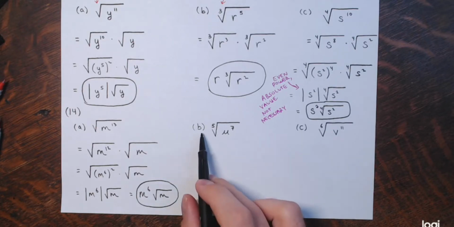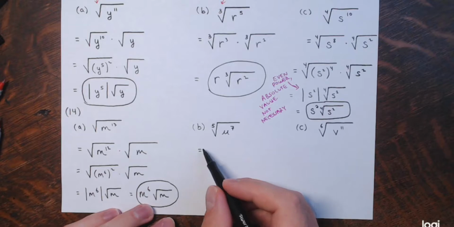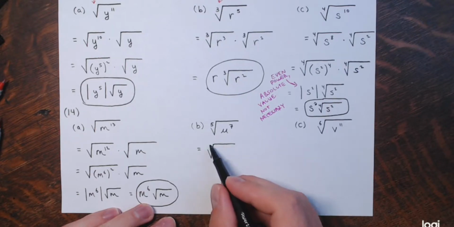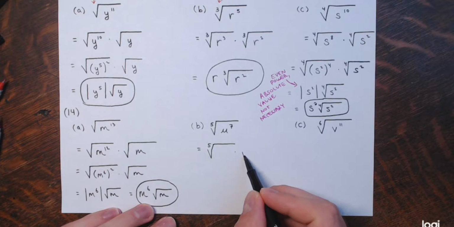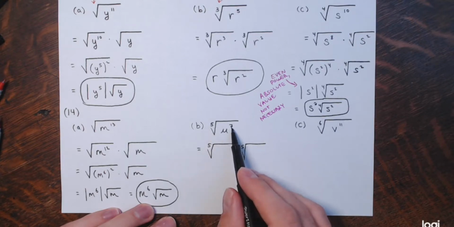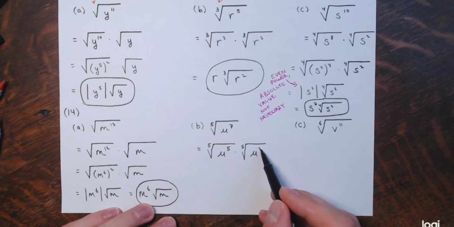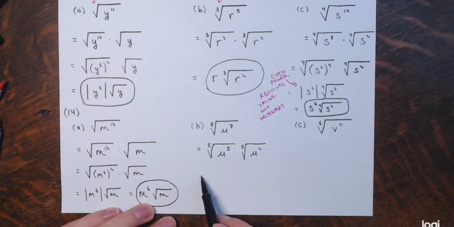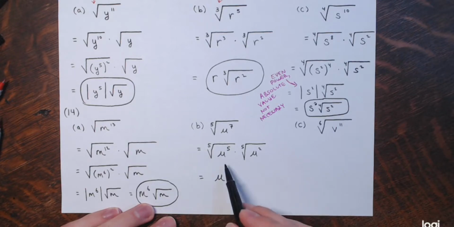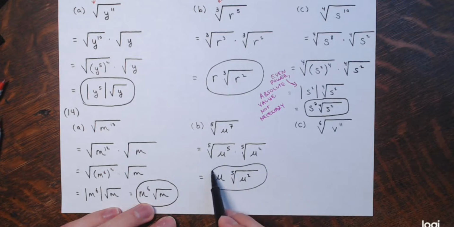Part B, got an odd root. Alright, so fifth root, I don't need to worry about absolute values at all. So I break this up into a fifth root times a fifth root. Now 7 is not a multiple of 5, but 5 is. You can break this up into u to the 5th times u squared. And then the fifth root of u to the 5th would just be u. So I have u times the fifth root of u squared. Great.